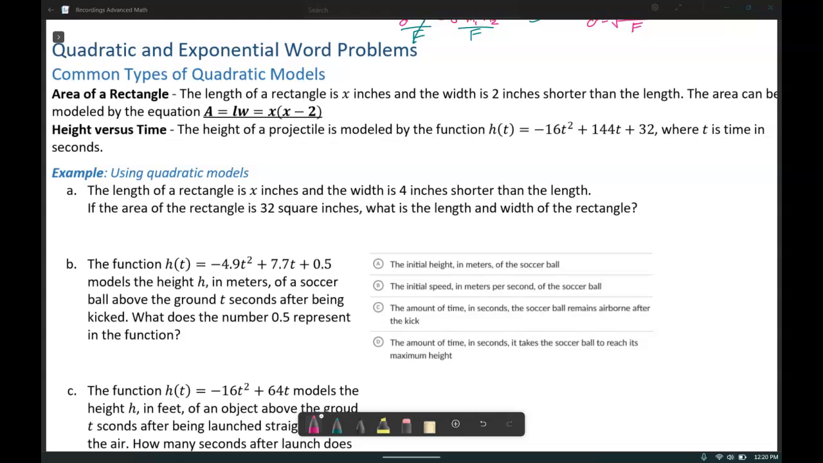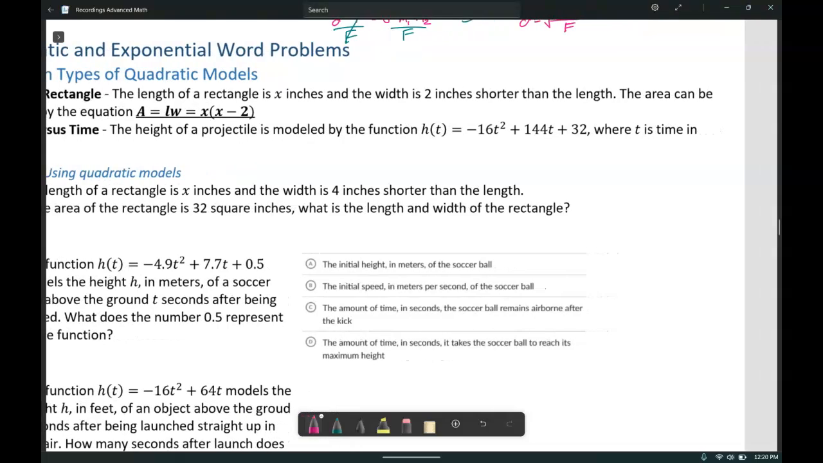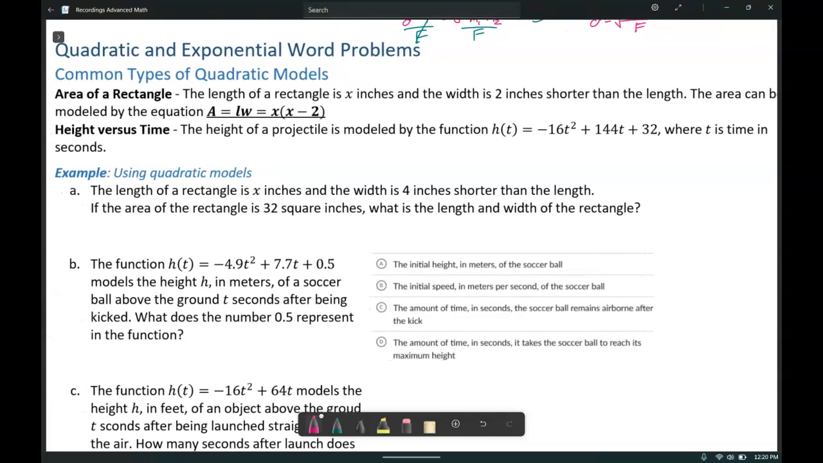For example, area of a rectangle. If the length of a rectangle is x inches and the width is 2 inches shorter than the length, the area can be represented by the equation A equals length times width, where length is x and width is 2 less than x. If we were to expand this out, we would see how area is equal to x squared minus 2x.